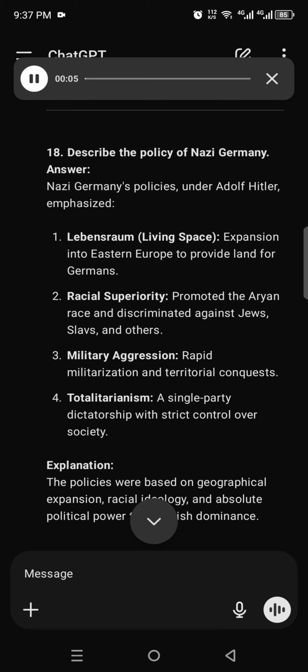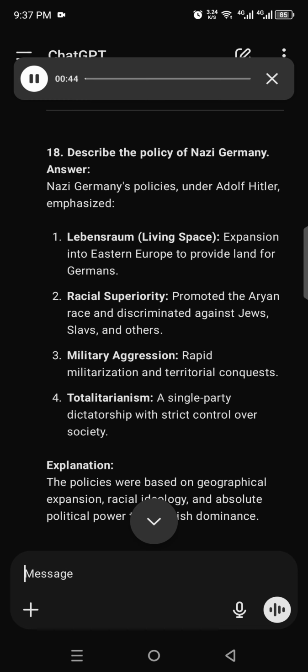18. Describe the policy of Nazi Germany. Answer. Nazi Germany's policies under Adolf Hitler emphasized 1. Lebensraum, living space, expansion into Eastern Europe to provide land for Germans. 2. Racial superiority, promoted the Aryan race and discriminated against Jews, Slavs, and others. 3. Military aggression, rapid militarization and territorial conquests. 4. Totalitarianism, a single-party dictatorship with strict control over society. Explanation. The policies were based on geographical expansion, racial ideology, and absolute political power to establish dominance.